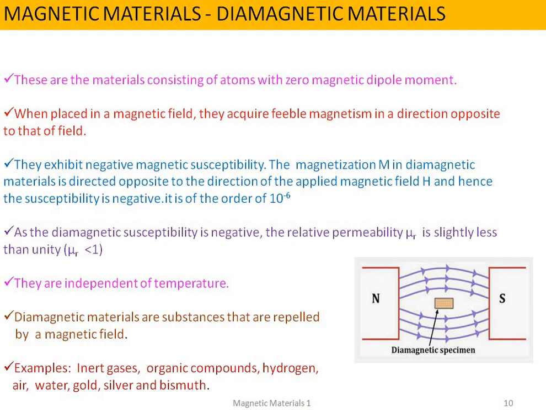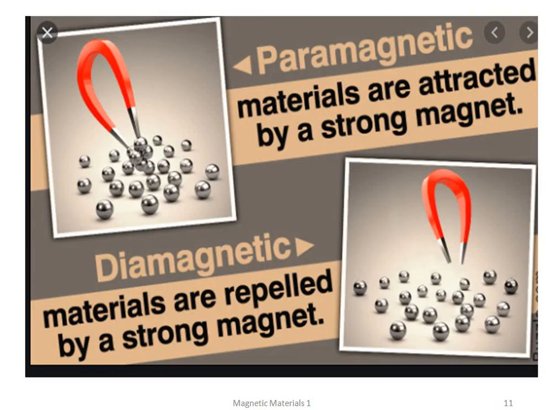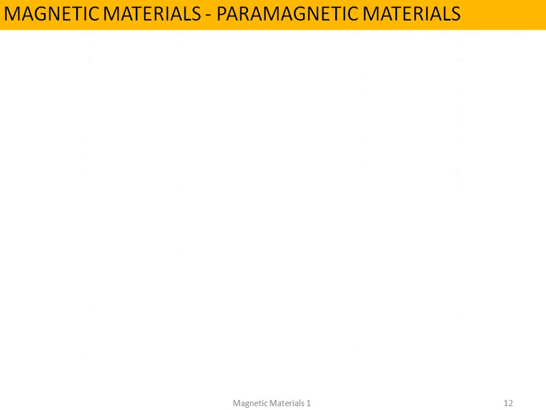So these are some of the points of diamagnetic materials. So this is the basic classification between paramagnetic materials and diamagnetic materials. Diamagnetic materials are repelled by a strong magnet, whereas paramagnetic materials are attracted by a strong magnet. So what are paramagnetic materials?